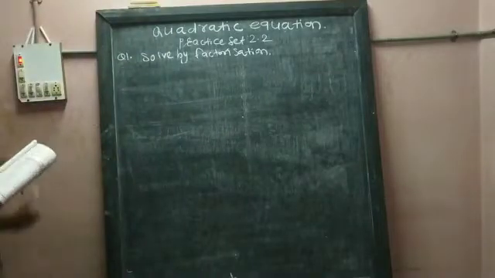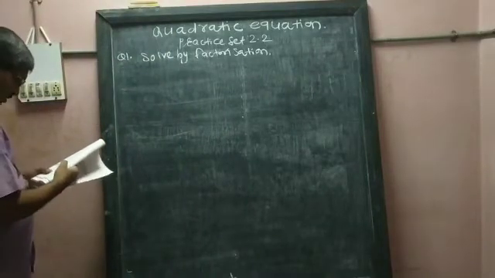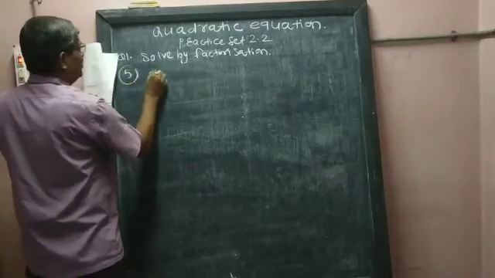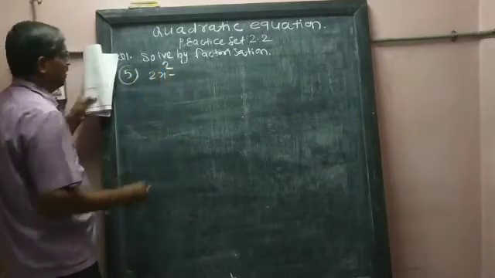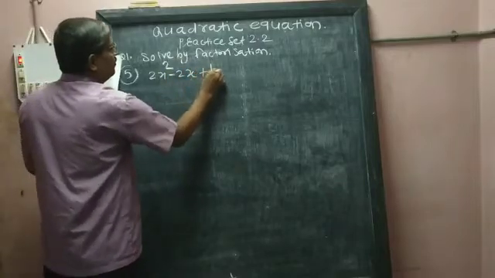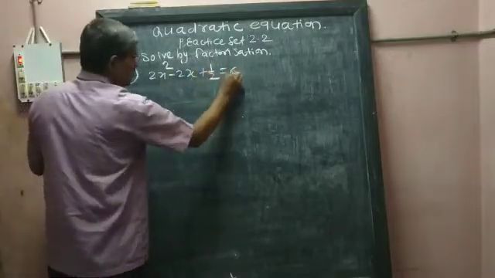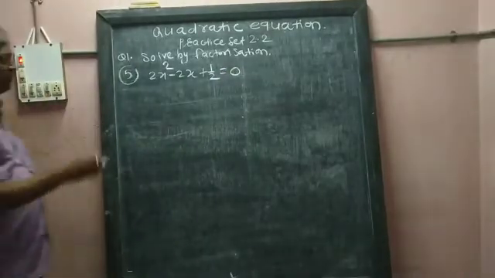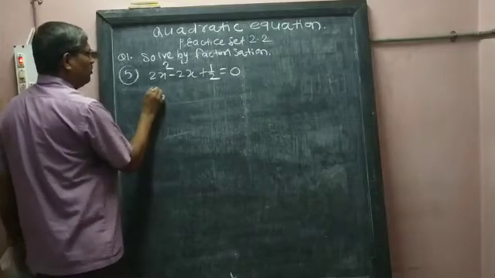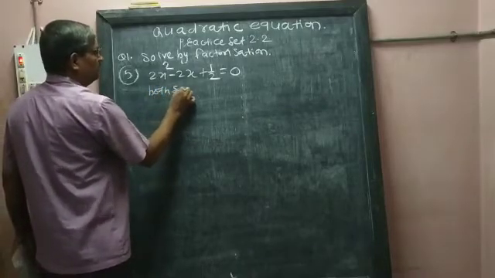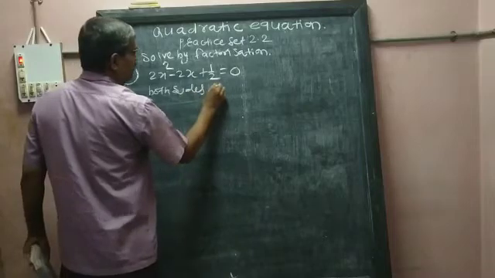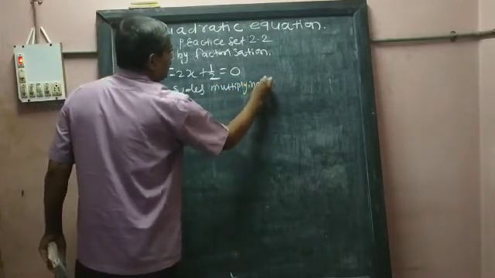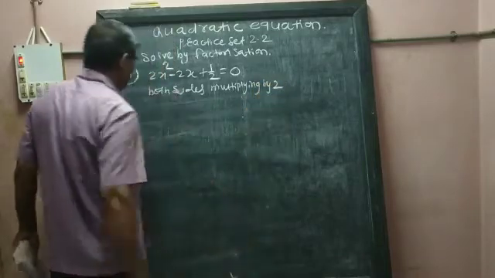Question number 5. Question number 5 is a little bit different than the previous questions. 2x square minus 2x plus half is equal to 0. Here half is given. First we have to remove that half. Therefore, multiplying both sides by 2. Therefore what will happen?